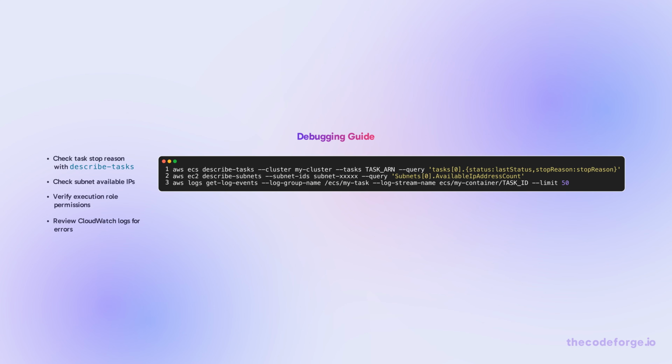When debugging Fargate issues, start by checking the task stop reason with describe-tasks. Then check subnet available IPs. Verify the execution role has the required policies. Finally, review CloudWatch logs for application errors.